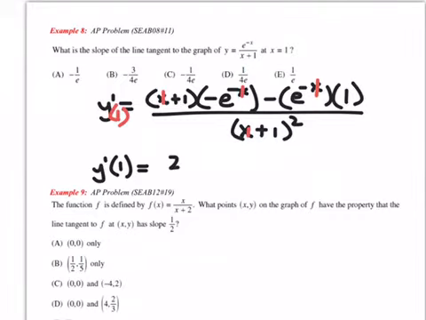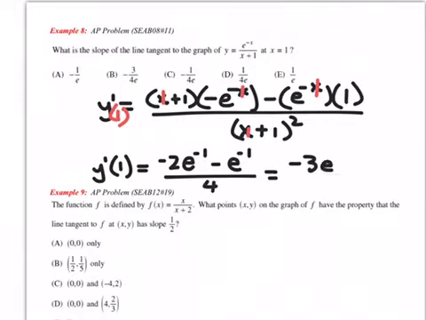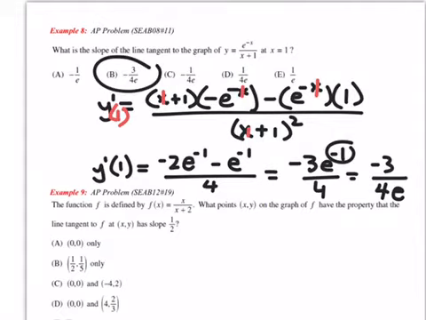So 2 times negative e to the negative 1, minus 1 times e to the negative 1, all over, that'd be 2 squared, which is 4. Let's simplify this a little bit. So that would be negative 2 minus 1, which is negative 3, e to the negative 1 over 4. If I change this to a positive exponent, that'd be negative 3 over 4e. Looks like B is our answer.